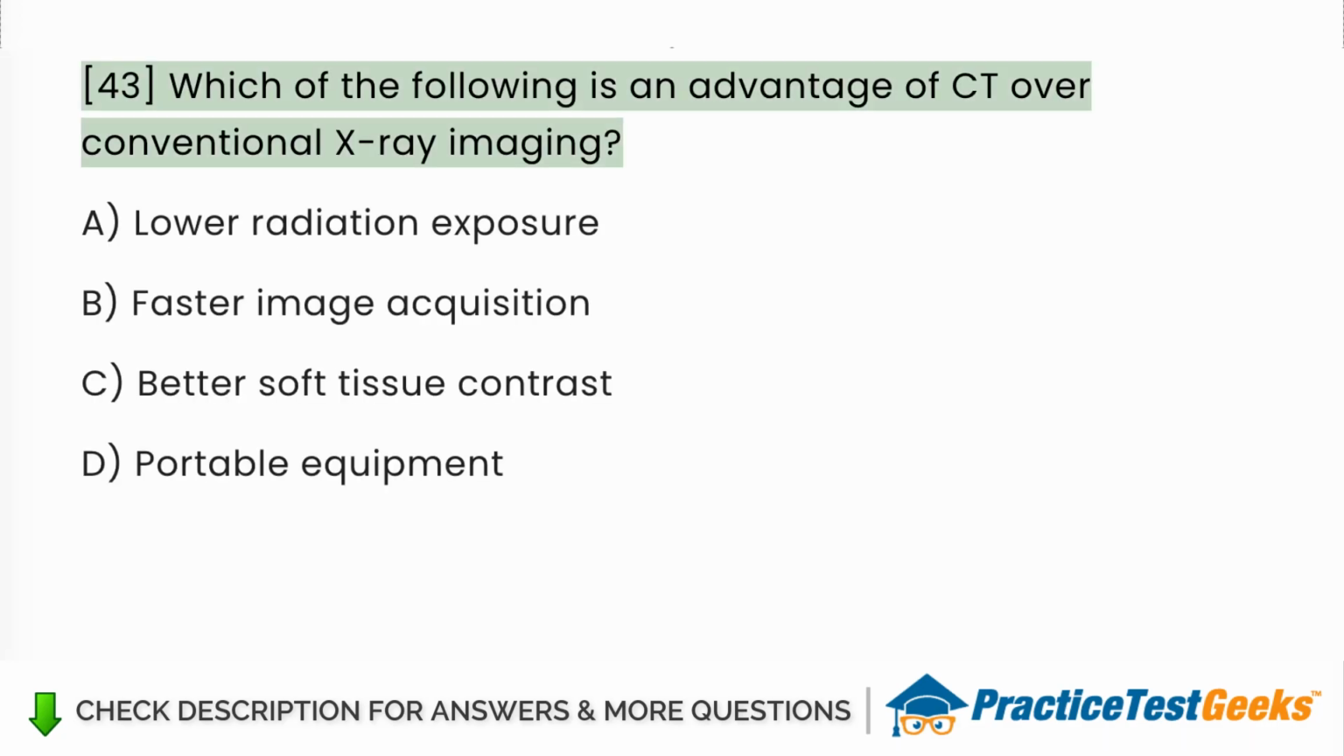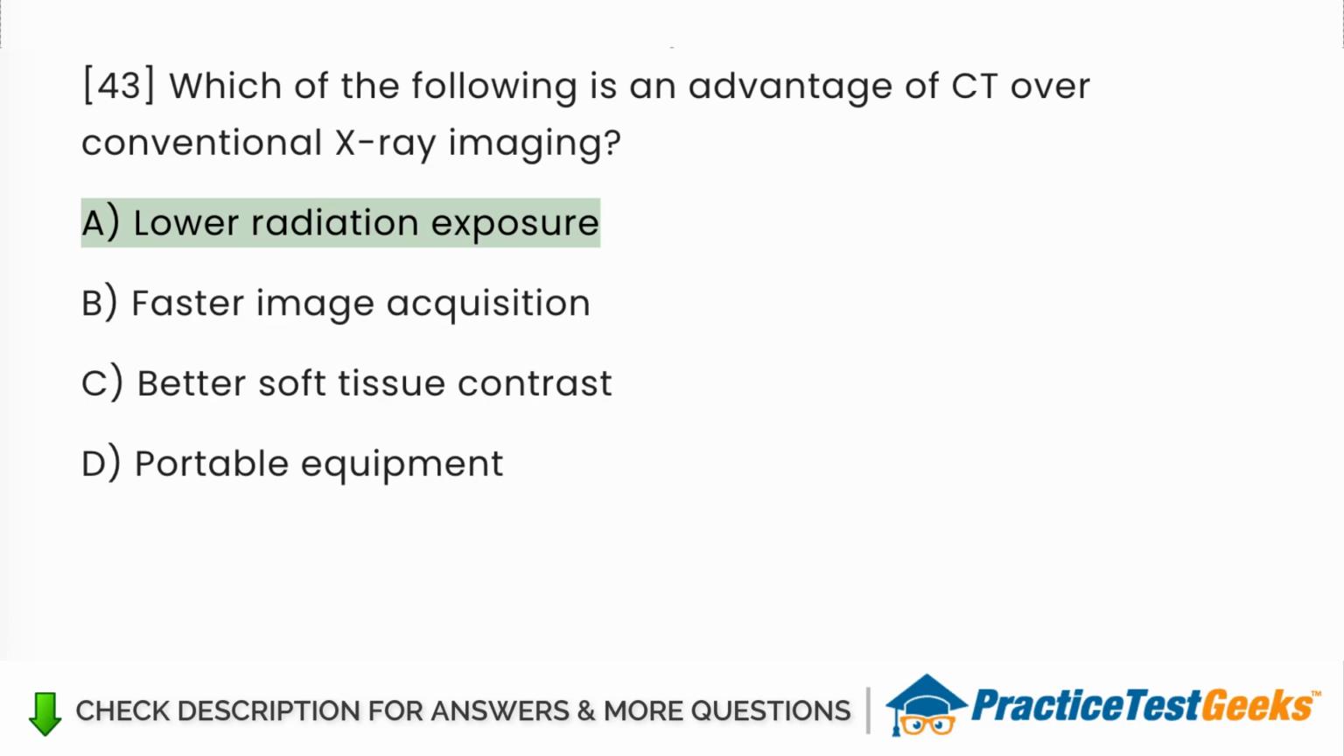Which of the following is an advantage of CT over conventional X-ray imaging? A. Lower radiation exposure. B. Faster image acquisition. C. Better soft tissue contrast. D. Portable equipment.